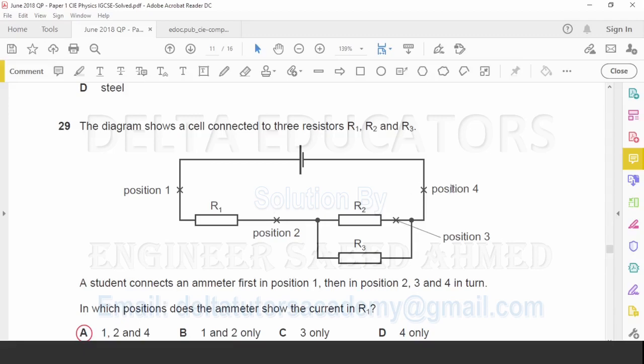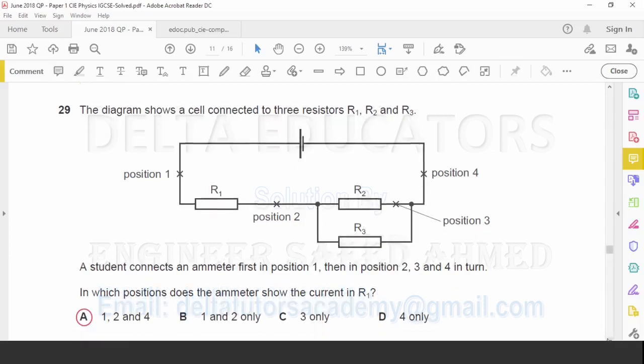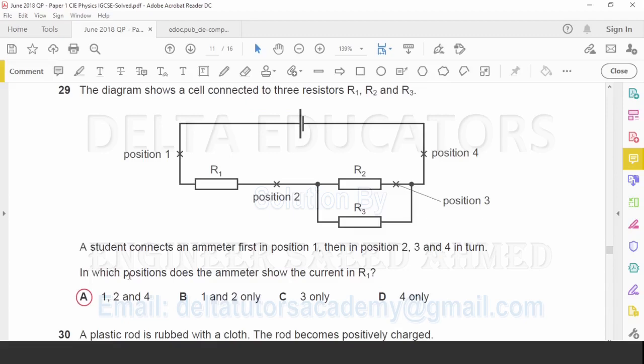Now what about position 4? Whatever current enters the circuit, the same current will leave the circuit. So the current at position 1 will be the same at position 4. So the current shown at position 1, position 2 and position 4 will be the same. In position 3 it will be less. Now we check the options. In option A it is given 1, 2 and 4, so the current is the same at positions 1, 2 and 4. So the correct option is option A.